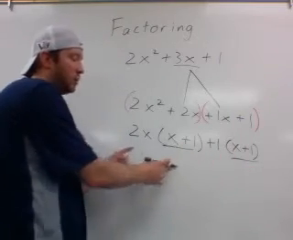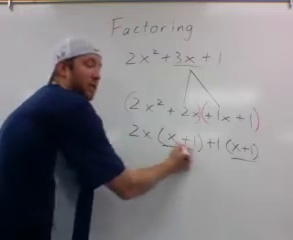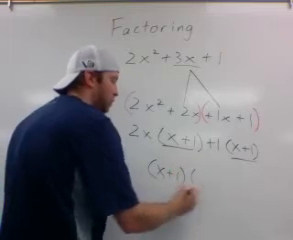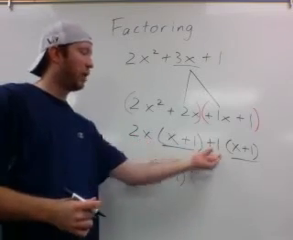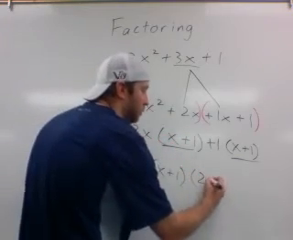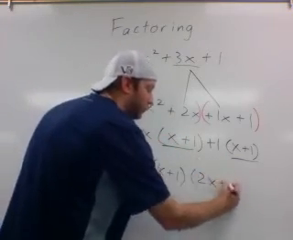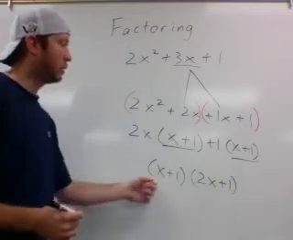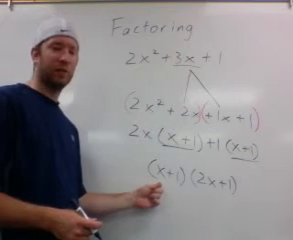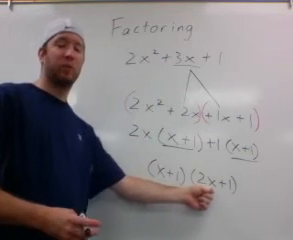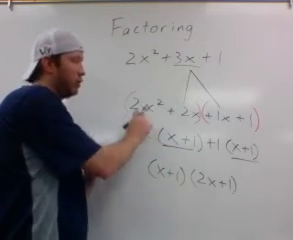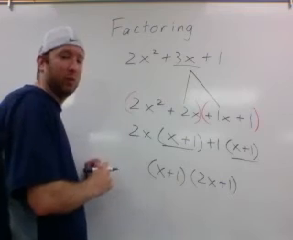What we're going to do is we're going to have two parentheses. One of the parentheses is going to be that common parenthesis. So I got x plus 1. And the second parenthesis is formed by what we factored out: 2x and the plus 1. And there we go. There's our answer. 2x squared plus 3x plus 1 factors into x plus 1 times 2x plus 1. Again, you could distribute, expand this out, and make sure that you do end up with 2x squared plus 3x plus 1.